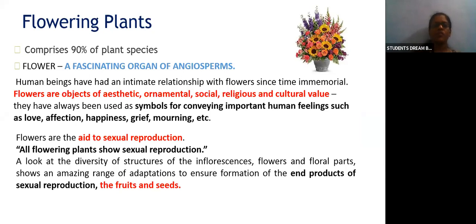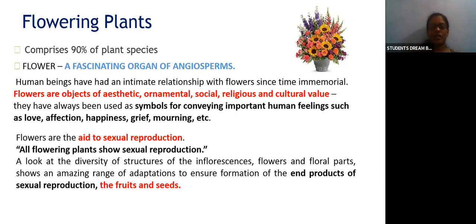Clear? So the flower is a fascinating organ of the angiosperms, and we have an intimate relationship with flowers. It has been known as an object of aesthetic, ornamental, social, religious, and cultural value. For everything, we convey our human feelings using flowers, like love, affection, even grief and mourning. But do we know that flowers are actually the aid of sexual reproduction? All the flowering plants show sexual reproduction.